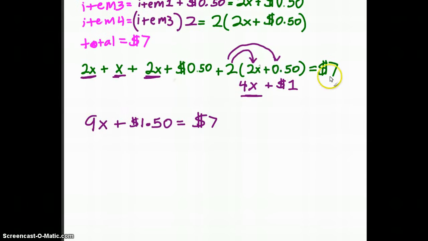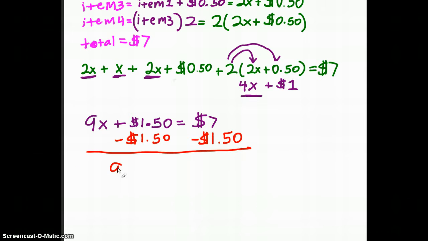So coming down and taking a look at this, to solve this equation I'm going to subtract $1.50 from both sides. And that's going to leave me with 9x is equal to $5.50. So the question becomes, what is $5.50 here if I need to get x by itself?